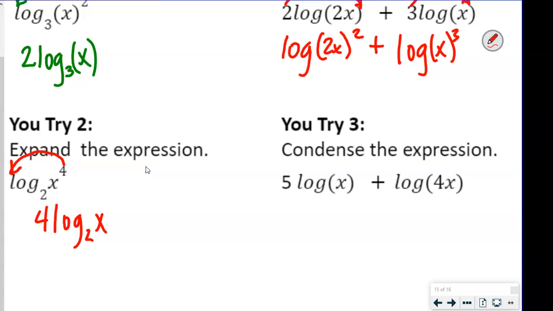All right, let's see if you guys can do the one down here. Okay, so here again, we're going to move it up there. So this is going to be log of x to the 5th. And this one, we don't have anything on it, do we? So this is just going to be plus the log of 4x.